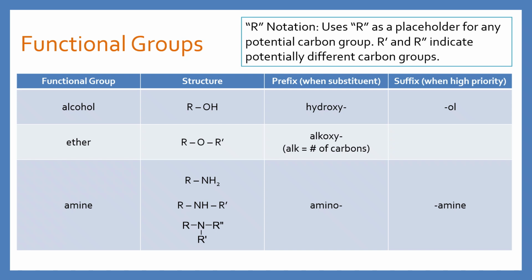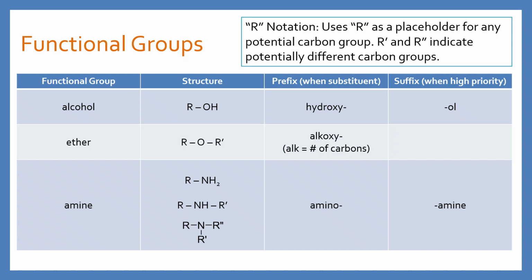The first of the functional groups that we're going to learn are on this slide. Before we start talking about the functional groups, we need to talk about R notation. R notation is a way of using a variable, the letter R, as a placeholder for any potential carbon group. You will also see that in some groups I use the symbols R prime and R double prime. This is a way of indicating that these carbon groups could potentially be different.